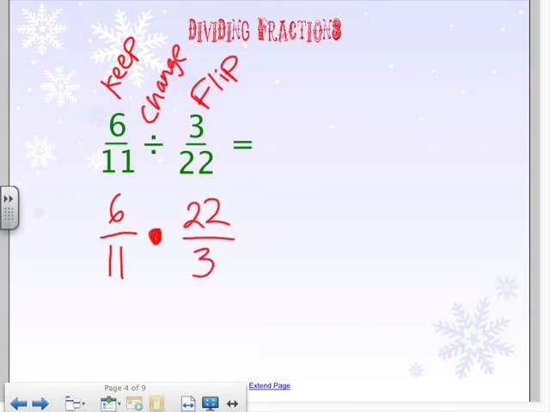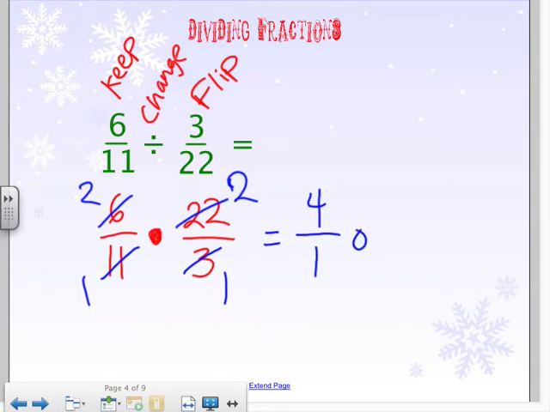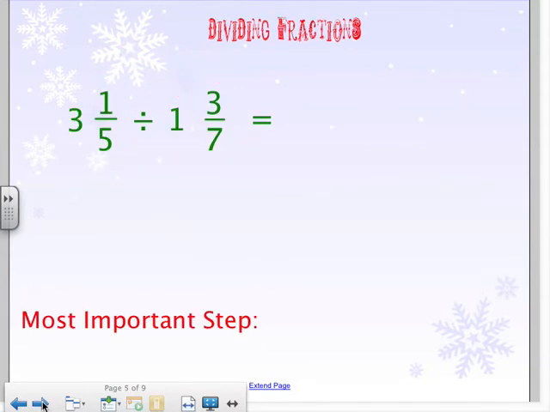At this point I look and, hey look, I can simplify some. I'm just doing normal multiplication of fractions. I simplified that a lot to the point where I got 4 over 1, or that's just the number 4. So remember, keep, change, flip. All right, as you might guess, so now mixed numbers, our most important step, we're going to make them improper. So make mixed numbers improper, just like when we were multiplying.